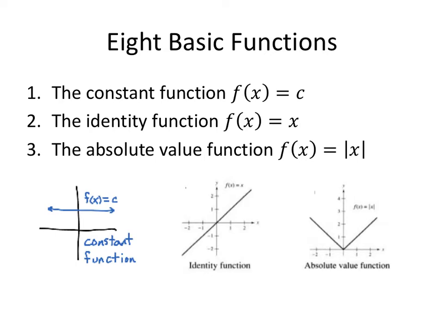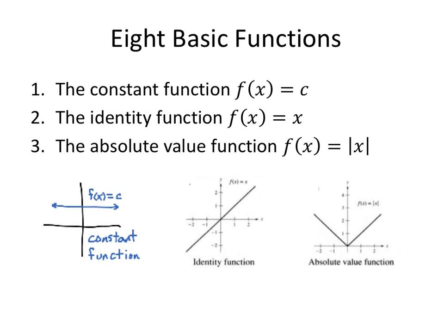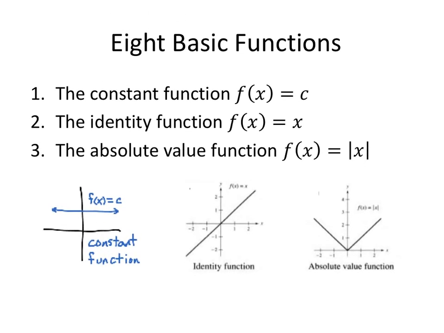First, the constant function. The constant function is f of x equals c, some constant, some real number c. It's a horizontal line, it has slope 0. It's a special case of the identity function or a linear function. The identity function, f of x equals x, is given to us by this graph. And the identity function combined with the constant function will give us all of our linear functions.